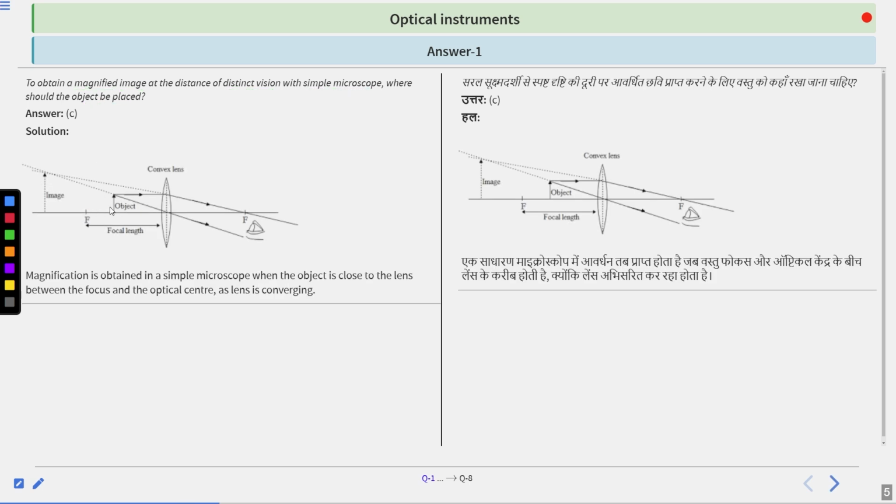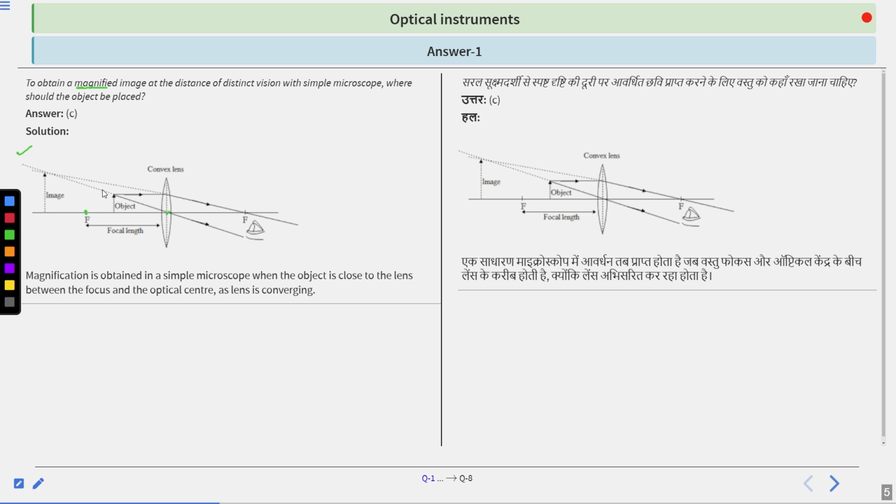So, in this diagram, this is the focus, and this is the optical center of the convex lens, and the distance between this focus and the optical center is known as the focal length. Listen carefully. This is the focus point, and this is the optical center, and the distance between them is the focal length. Clear?